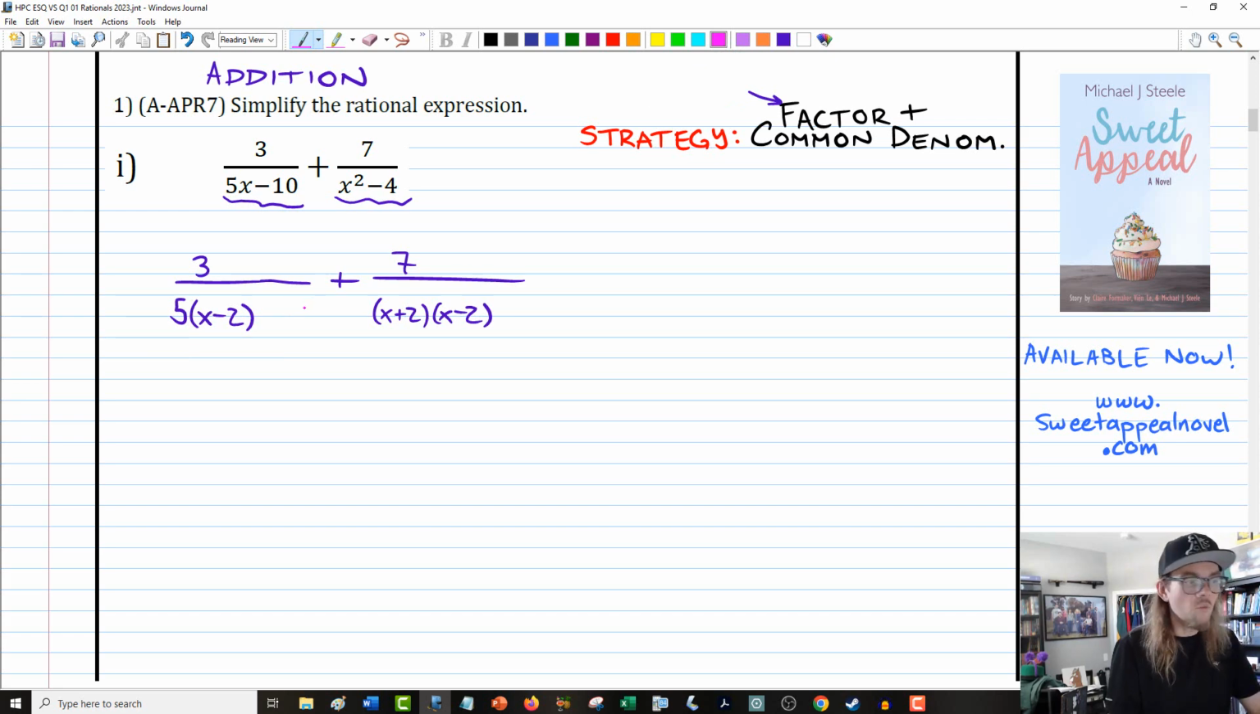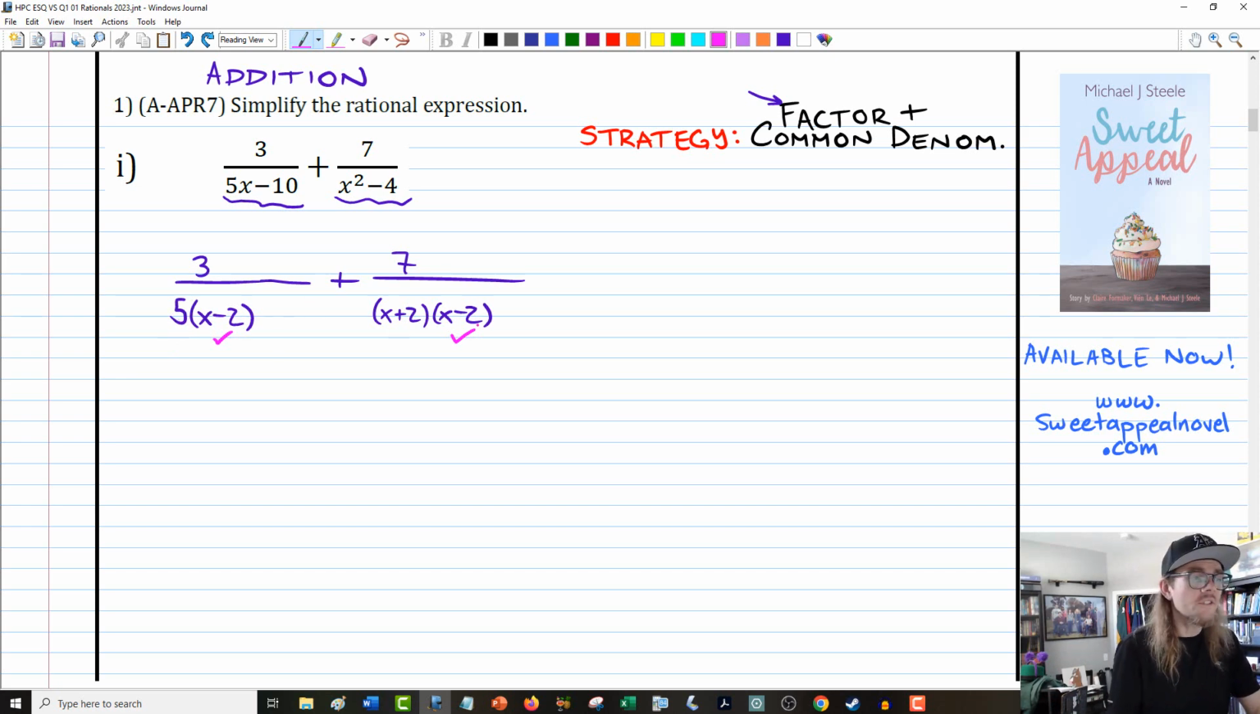And right now I see 3 separate factors we're going to have to make sure appear in each of the 2 terms' denominators. I see a 5 on one and an x minus 2. And yeah, there's an x minus 2 here and here, but there's not an x plus 2 and there's not a 5 on each of those 2 opposite expressions. So we need to get them in there. So what are we going to do? Well, exactly what you'd expect.